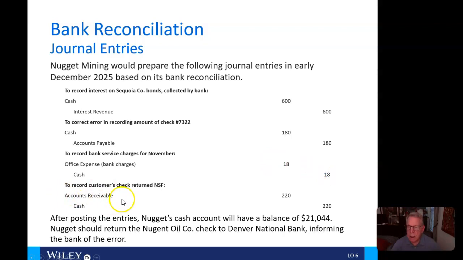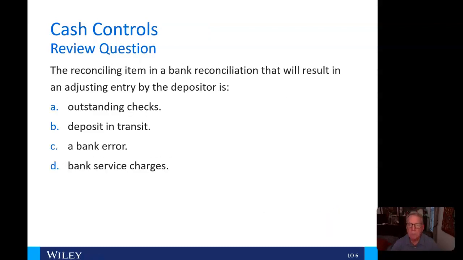And finally, we need to put that NSF check back up as an accounts receivable and credit cash for that, because we originally thought it was a good check. We debited cash and credited accounts receivable. Now we just reverse that entry. So after posting those entries, Nugget's cash account will have the proper balance that agrees to the adjusted bank balance.